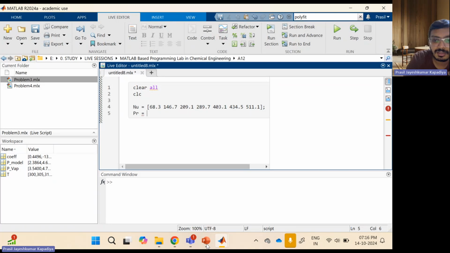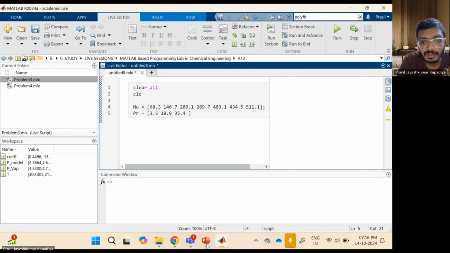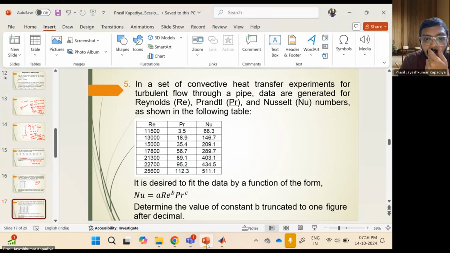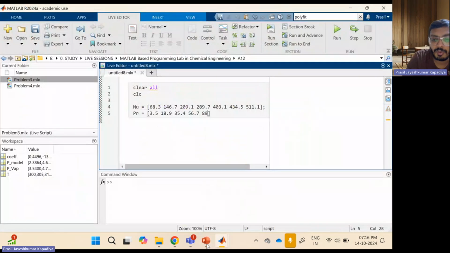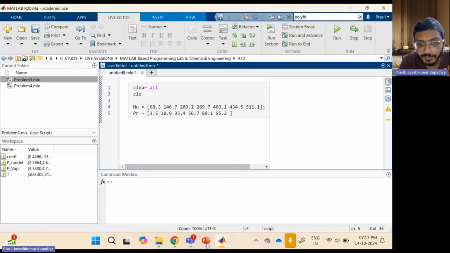Then my Prandtl number is 3.5, then 18.9, then 35.4, then 56.7, then 89.1, then 95.2, 112.3. This is my Prandtl number.